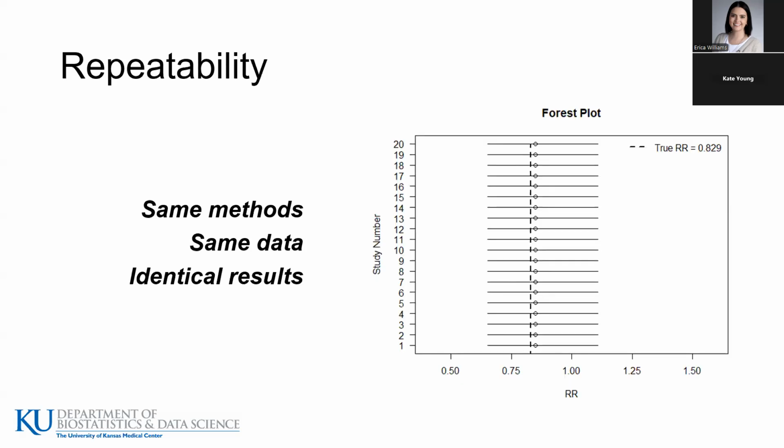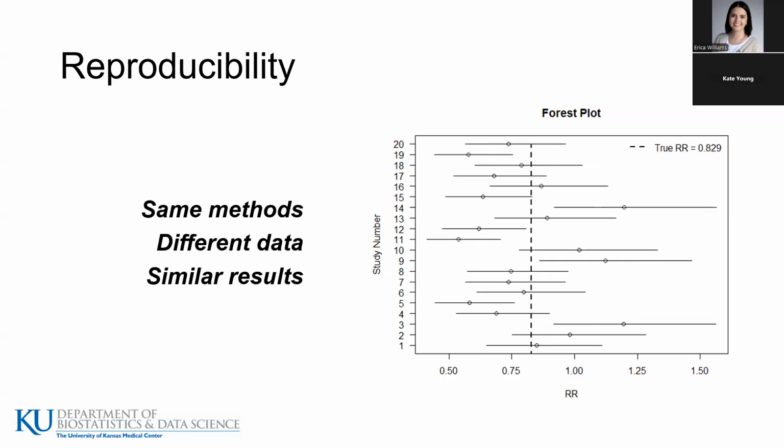To go into more detail on that, this figure demonstrates repeatability. If we apply the same methods to the same data 20 times, we would get 20 identical results. Same methods, same data, and we should get identical results. However, reproducibility is when we use the same methods on different data; we'll get different results, but we would expect those results to be similar.